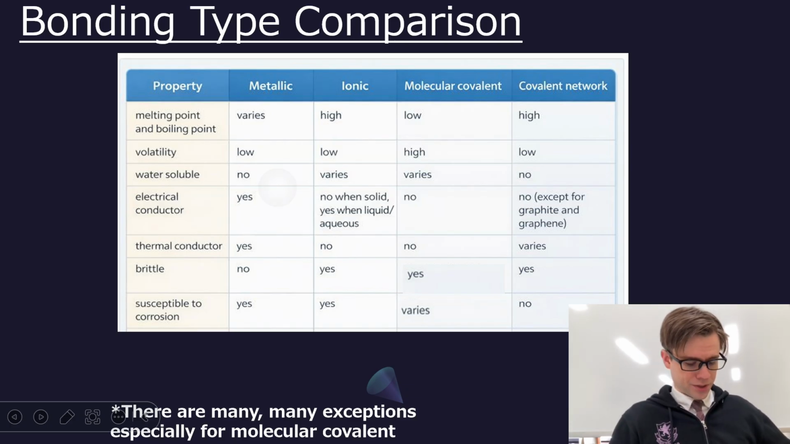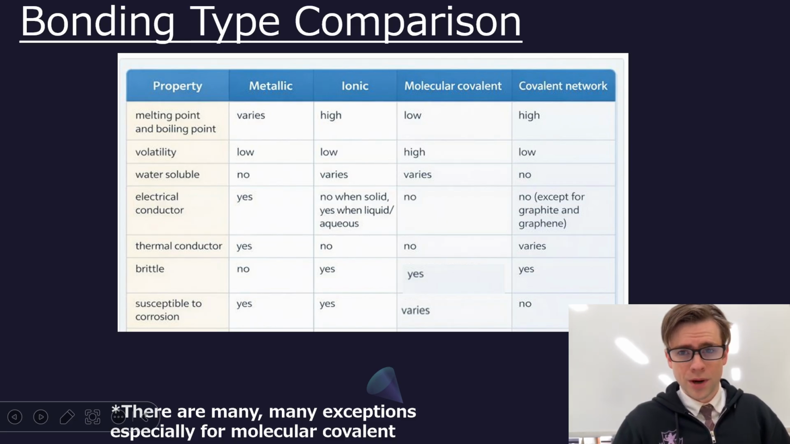Okay, electrical conductor. Ionic compounds generally no when they are a solid salt, but yes when they are melted into a liquid or when they're dissolved in water. They are charge carriers, they're positive and negative, cations and anions, but in the solid crystal structure they are not mobile, they cannot move, so they cannot move current around.